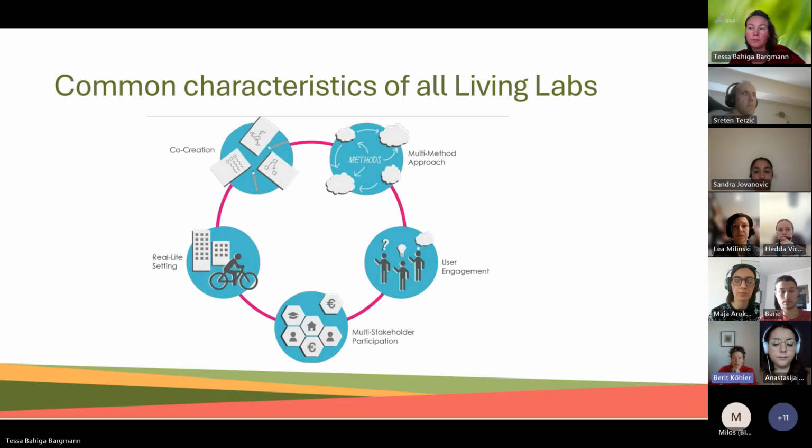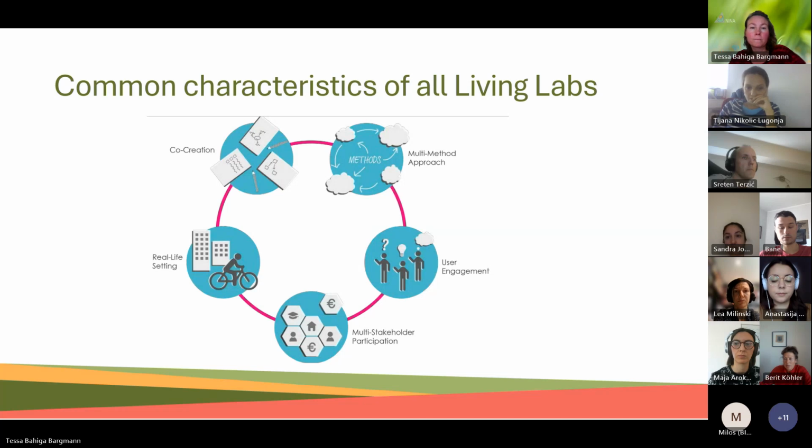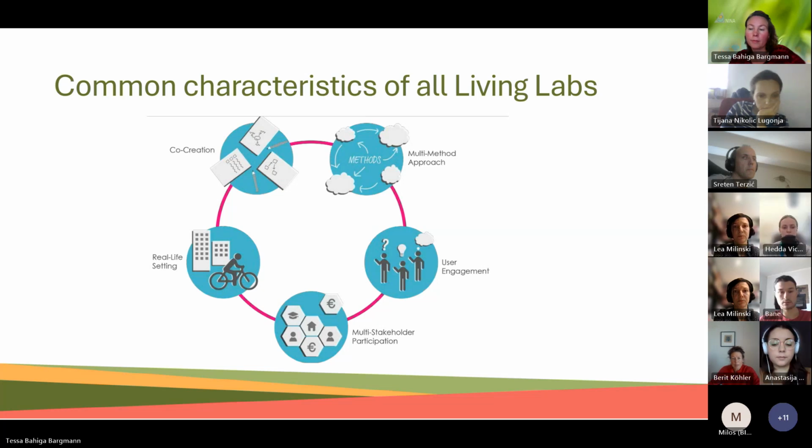I think you can see that the common characteristics of all living labs are these. First, multi-method approaches. So there is no single living lab methodology, actually, but all living labs combine or customize different user-centered co-creation methodologies to best fit their specific purpose.